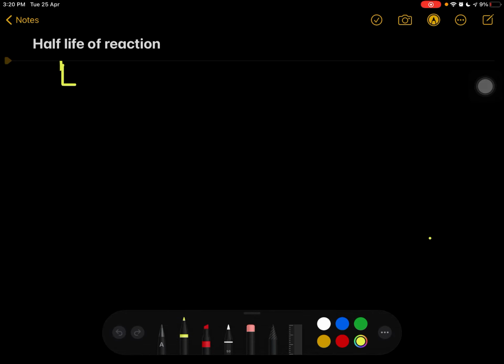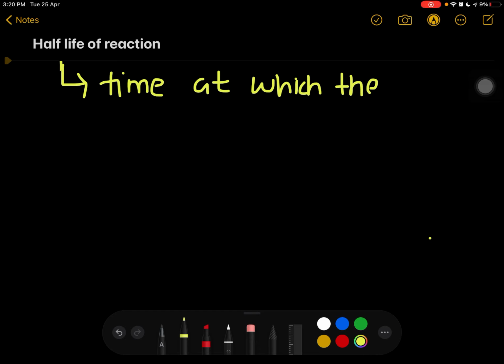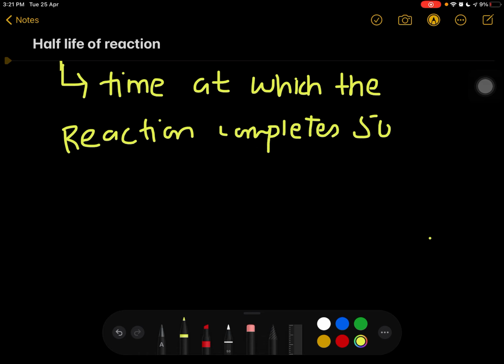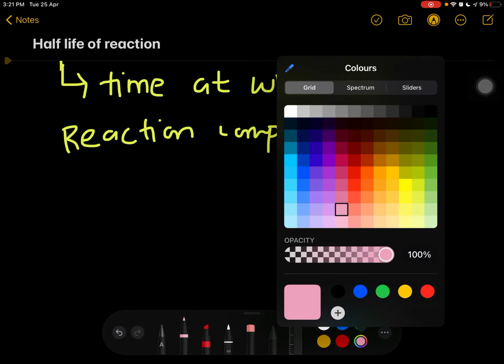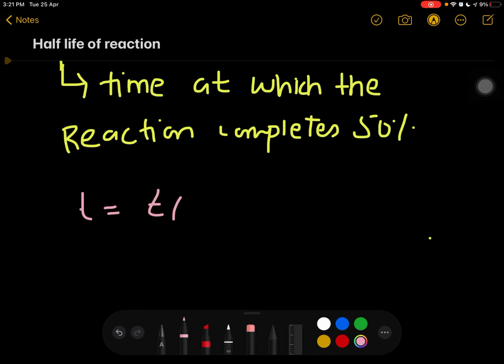So today we will discuss the half-life of a reaction. Basically, the half-life is the time at which the reaction completes 50%. This is known as the half-life of the reaction. If we talk about the symbol, the symbol for this is T1 upon 2. This is the symbol for the half-life, or you can write this as T1 upon 2 as well.